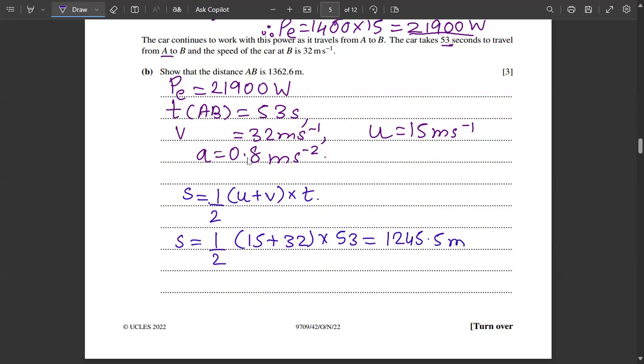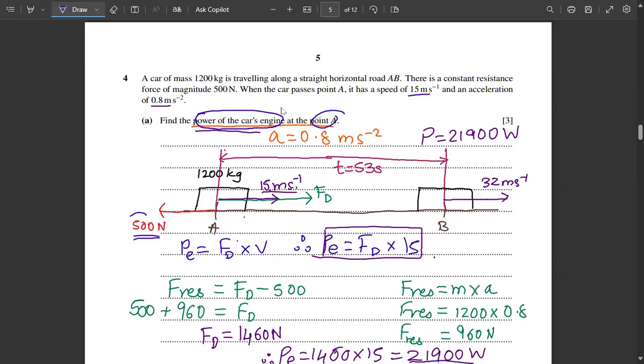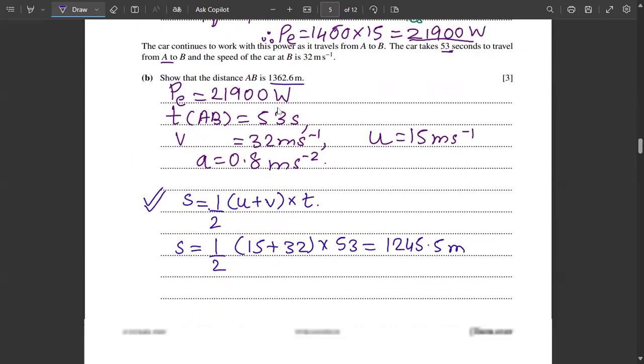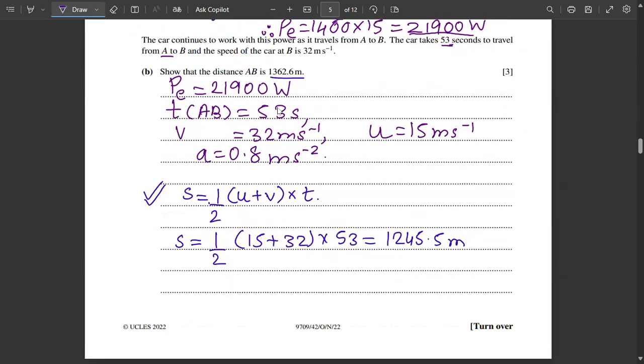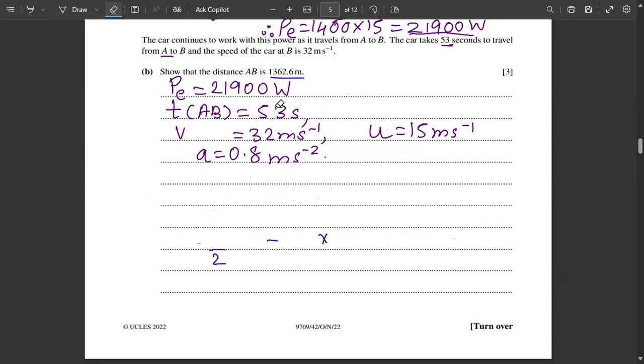But this is something different. Why is this different? We could have used this equation if there was no resistance force. But there is also a resistance force of 500 Newton, which in this equation we have not taken into account. So hence we cannot use this equation. What we will do is use a work energy equation.